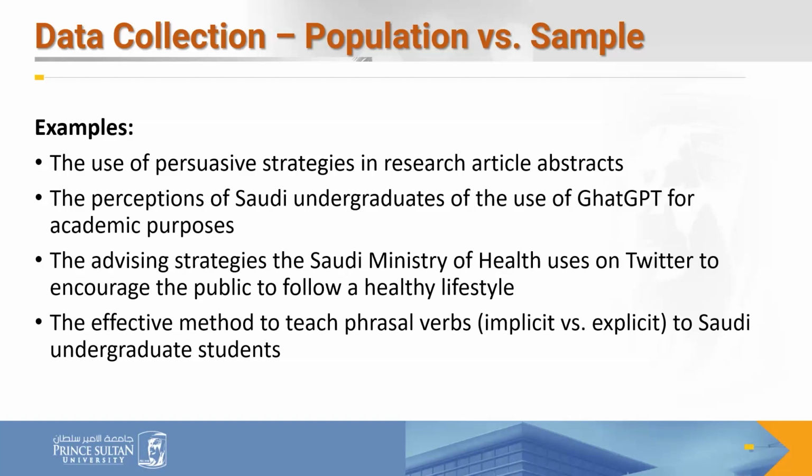For the effective method to teach phrasal verbs to Saudi undergraduate students, my sample will be the 90 or 120 students to which I will apply this experiment, maybe 30 students in the experimental implicit group, maybe 30 students in the experimental explicit group, and maybe 30 students as the control group. So this is my sample.